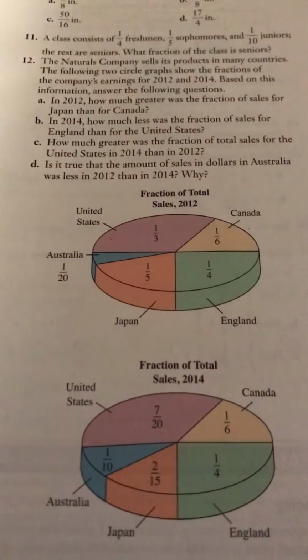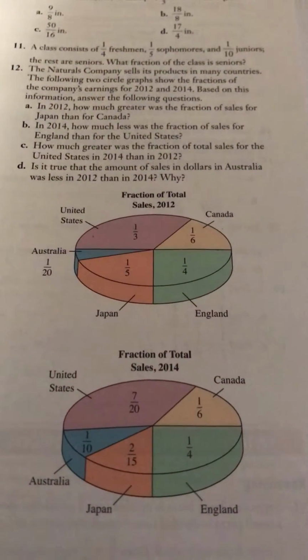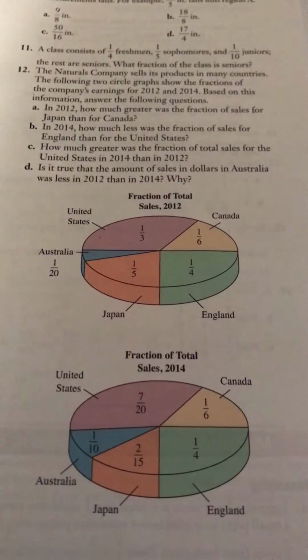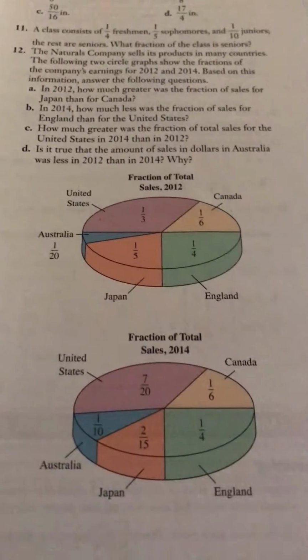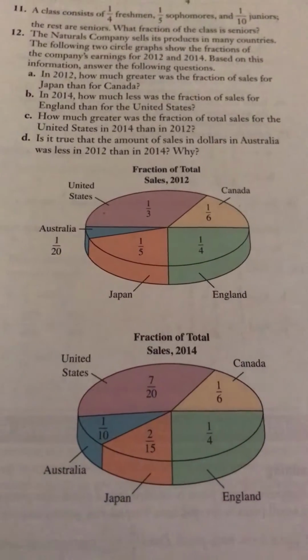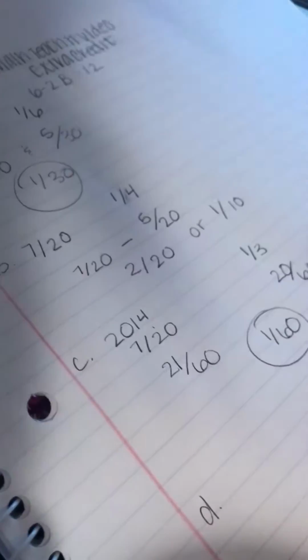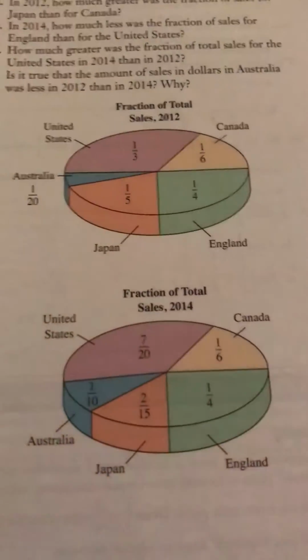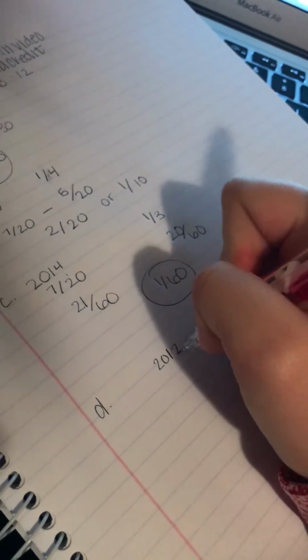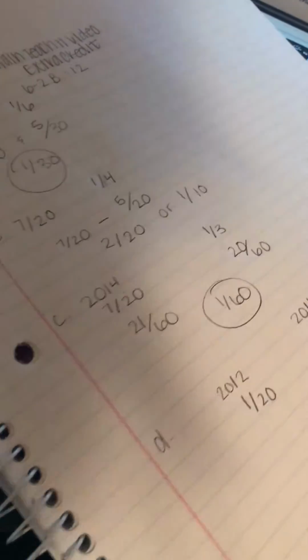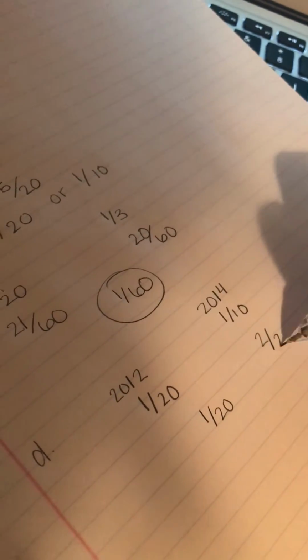Letter D says, is it true that the amount of sales in dollars in Australia was less in 2012 than in 2014? So we look down here at 2014, which was 1/10. And then up here we see that it was 1/20 in 2012. We need a common denominator, so this will stay the same, and this will go to 2/20.